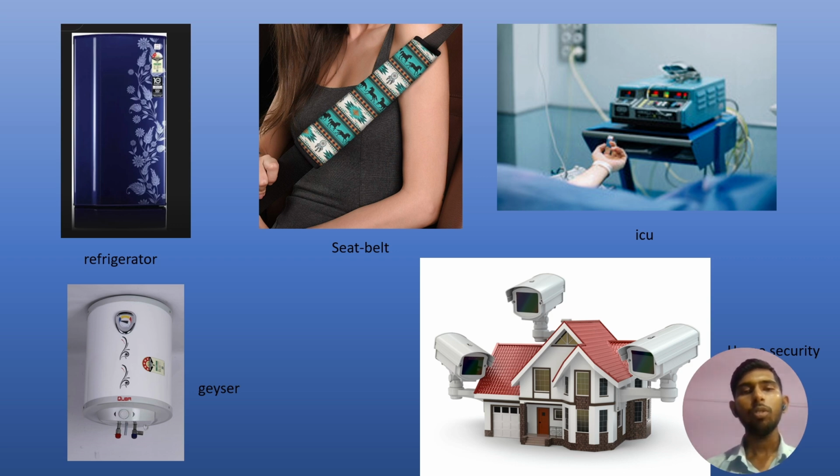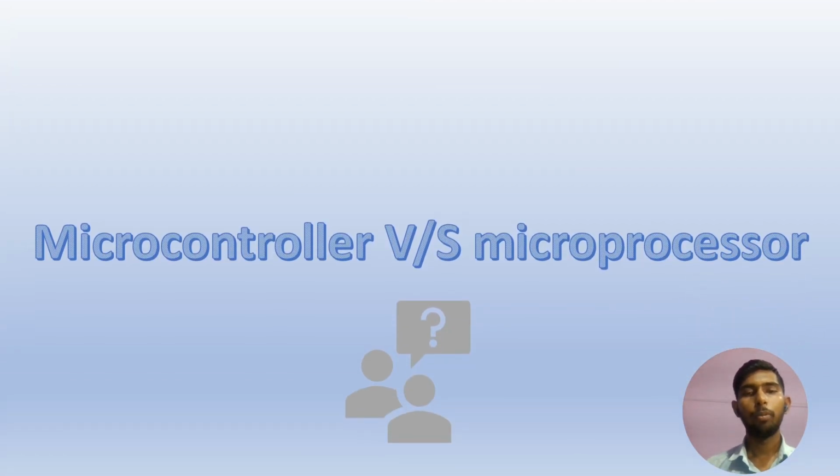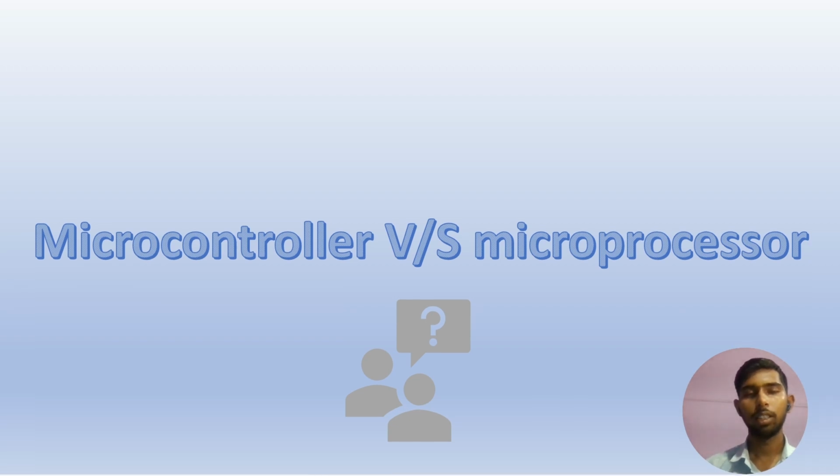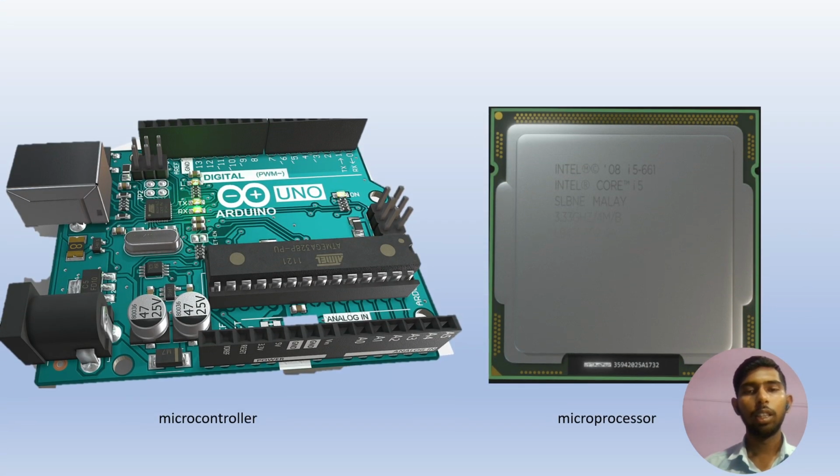So let's discuss what a microcontroller is. Microcontroller and microprocessor are two similar words which usually make the same sense, but these are two different things. You see, these are two pictures of a microcontroller and a microprocessor. Let's discuss the difference between a microprocessor and a microcontroller.